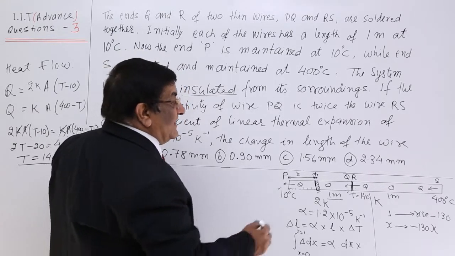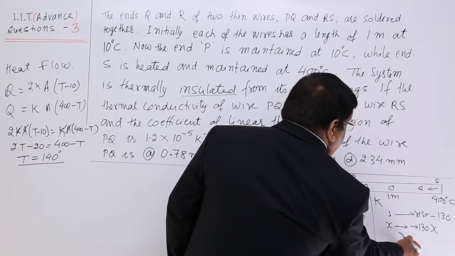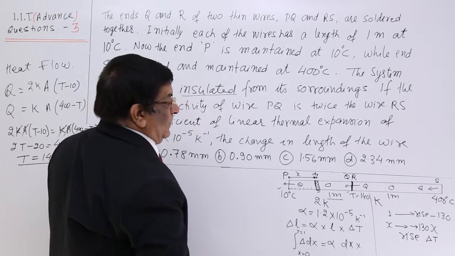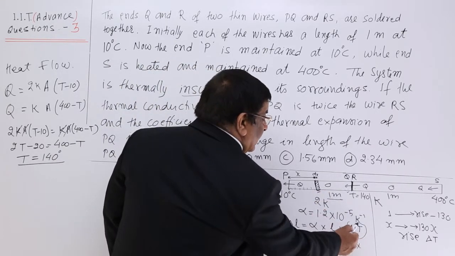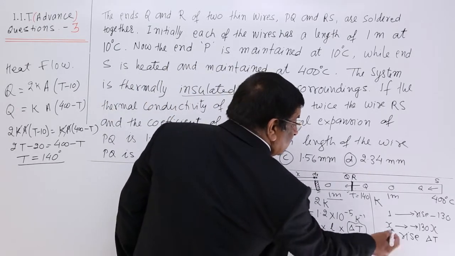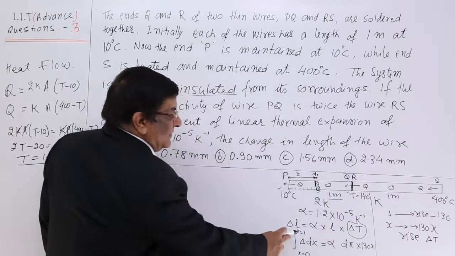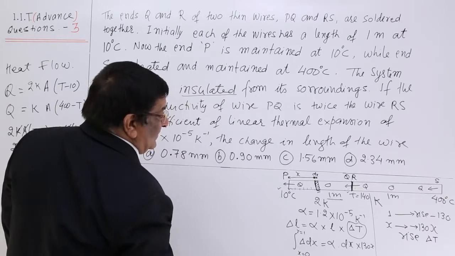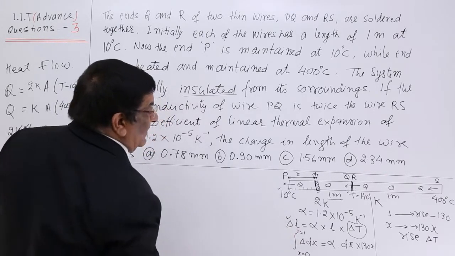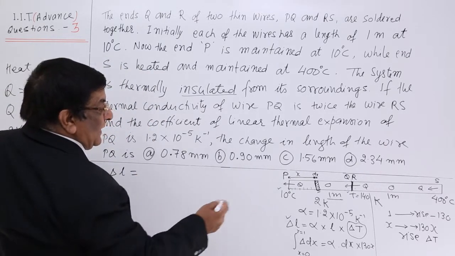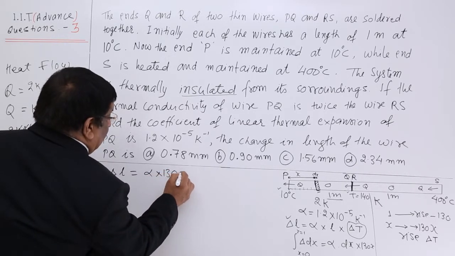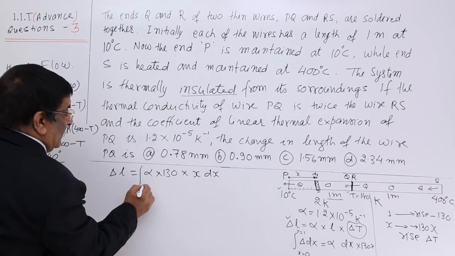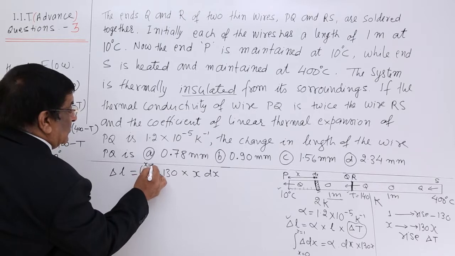Now, this is rise. And rise means what? Delta T, change in temperature. Okay? So we come to know delta T, and this is what we wanted. So now we write it here, 130x, and we come back to our calculation. So x to 1, delta dx, right? So this becomes delta L. Expansion delta L is equal to alpha into 130 into x dx, and we have to integrate it from x is equal to 0 to x is equal to 1.